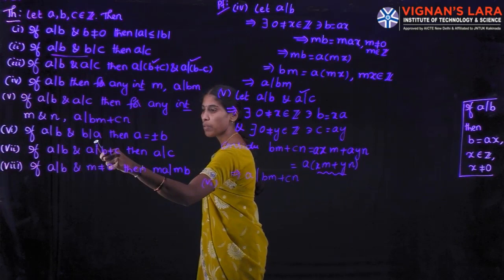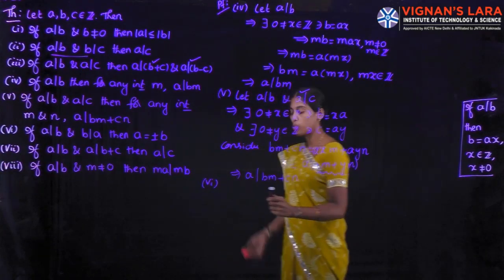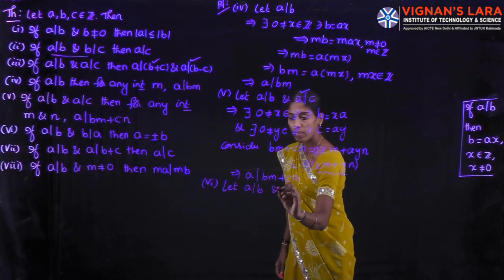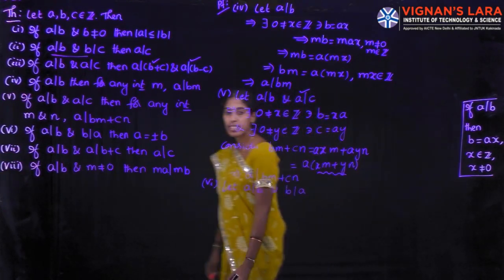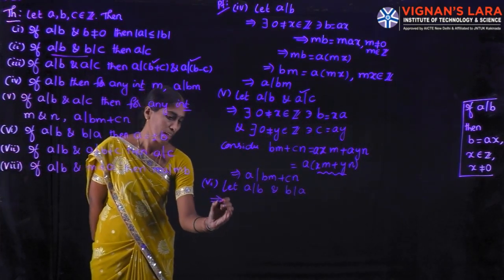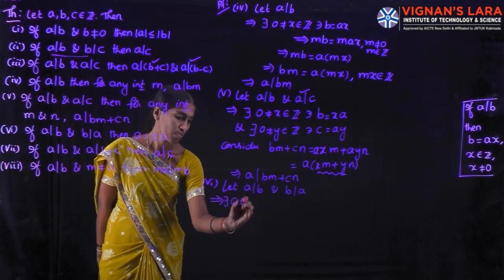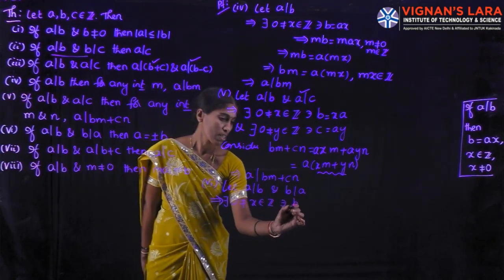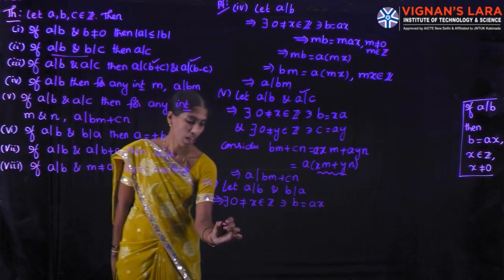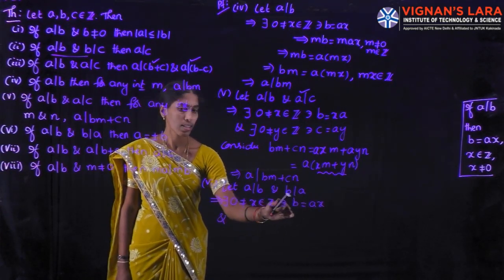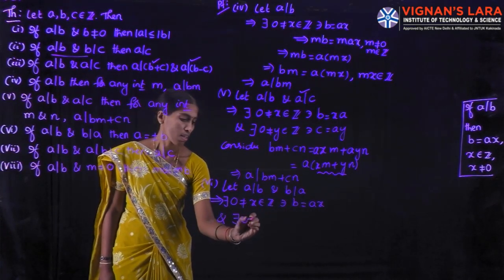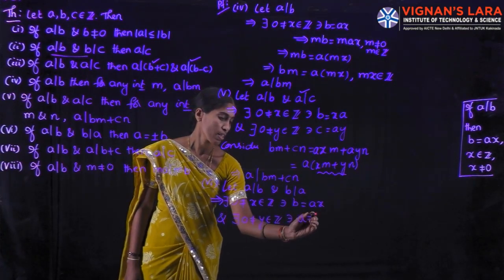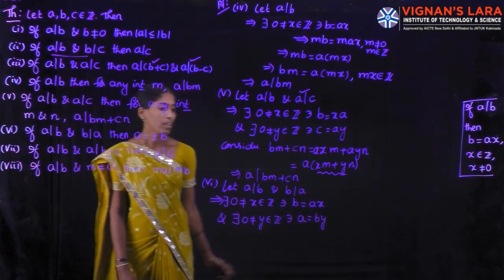Sixth one. What is the sixth one's assumption? If A divides B and B divides A, then we need to prove that A is equal to plus or minus B. Let A divide B and B divide A. So by the definition, there exists a non-zero integer x belonging to Z such that B is equal to AX. And using B divides A, there exists a non-zero integer y such that A is equal to B into y.